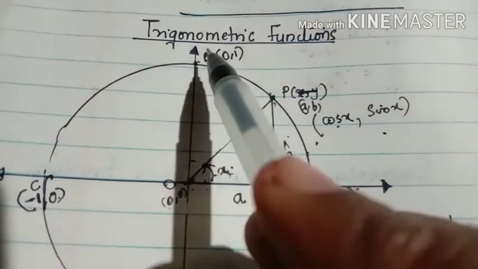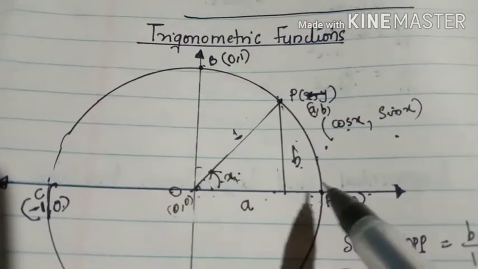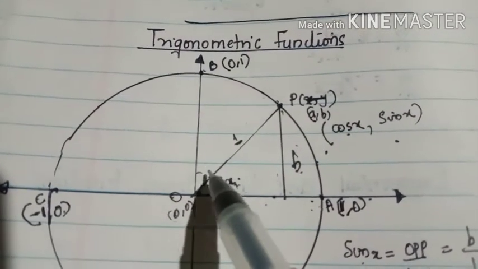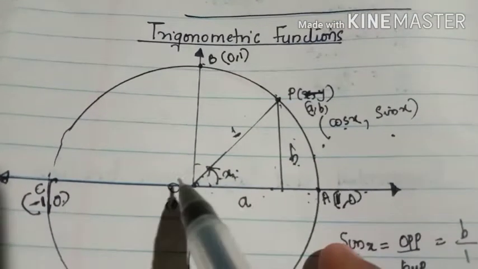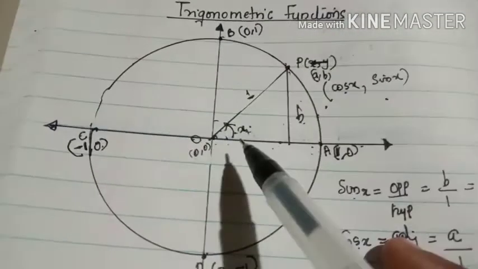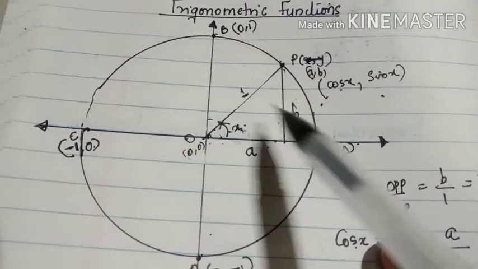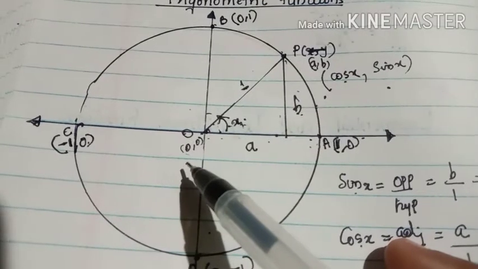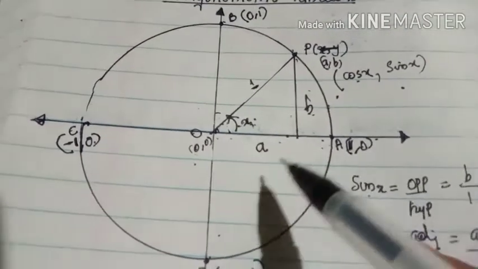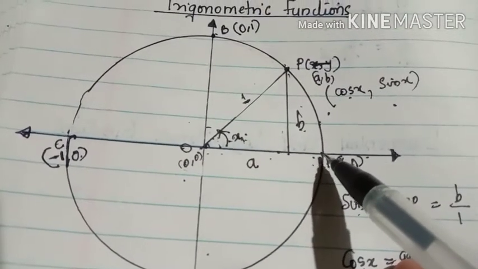Angle AOB is pi by 2. So what is angle AOC? Pi by 2 plus pi by 2, pi. What is angle AOD? Pi by 2 plus pi by 2 plus pi by 2, 3 pi by 2. 270 degrees. Now what is the full angle at A?